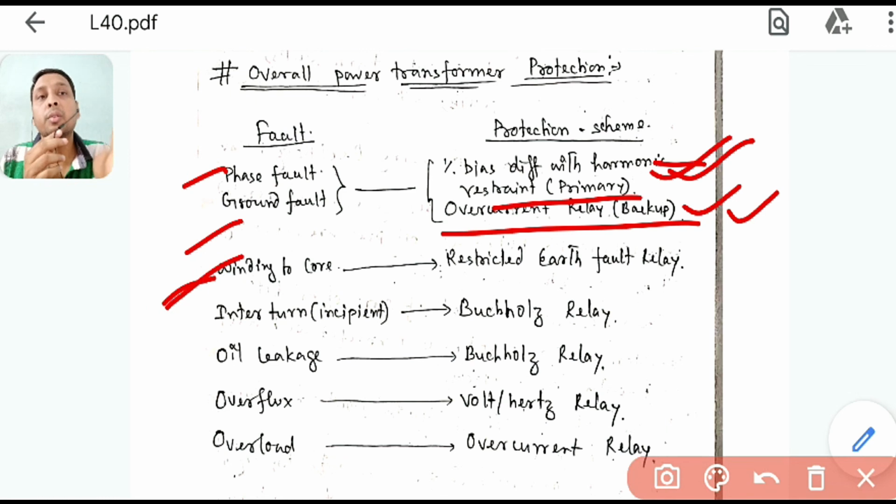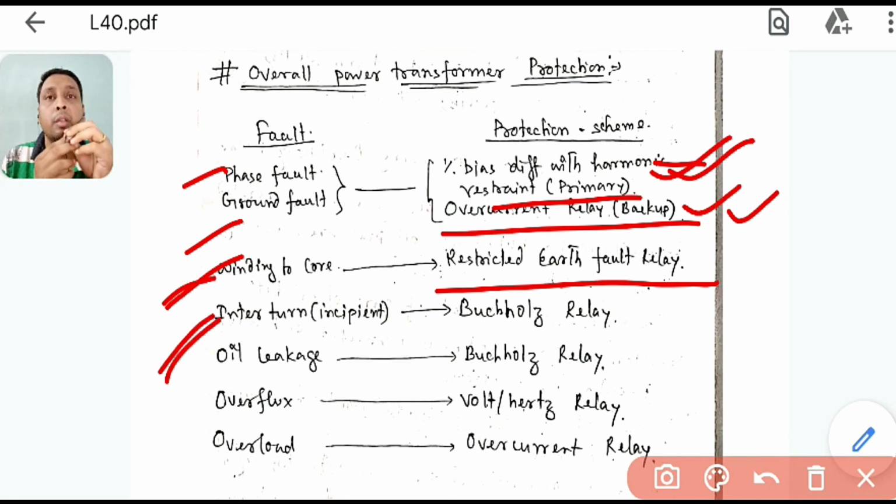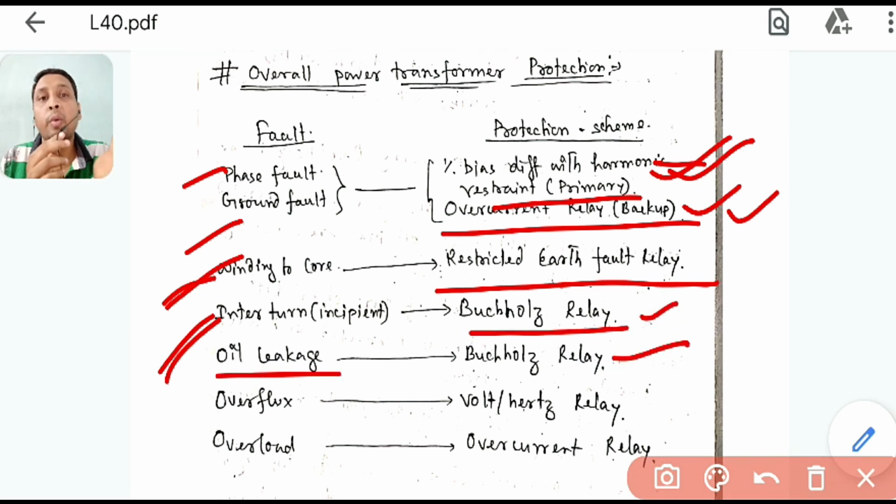Winding to core faults, which are relatively low in magnitude, are detected by the restricted earth fault relay. Inter-turn faults, which are very small at the beginning, are incipient faults, and for that we have the Buchholz relay. Oil leakage, we also use the Buchholz relay. Overflux, we are using the volt-hertz relay.